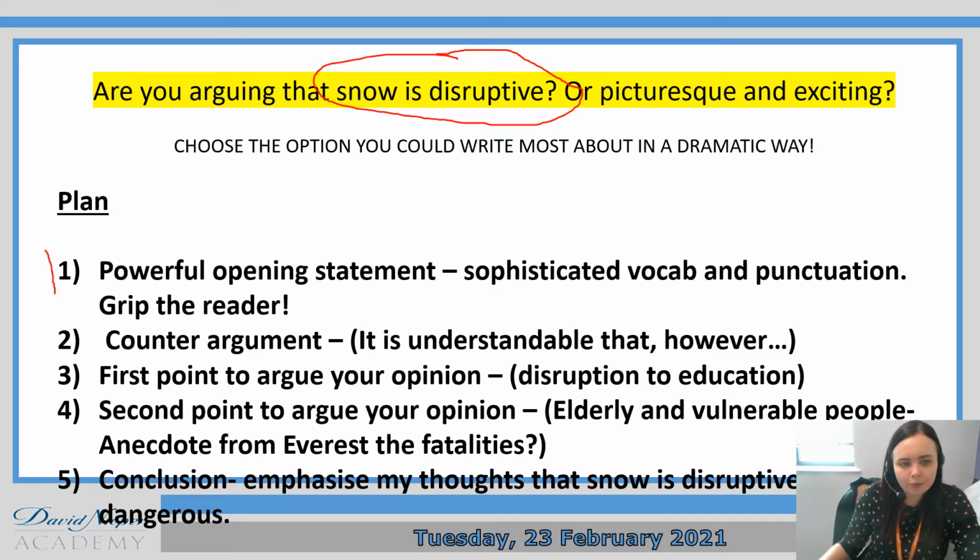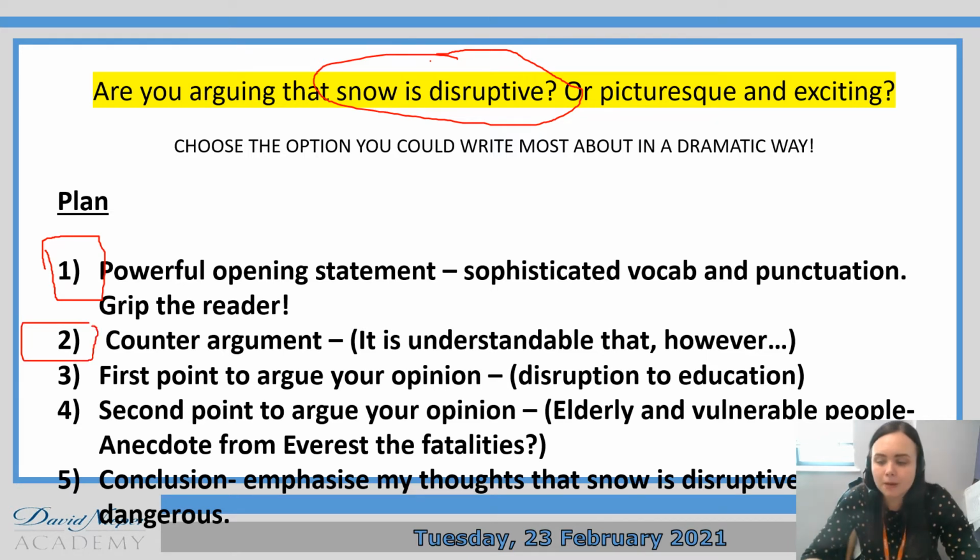So I'm going to open with a powerful opening statement that clearly states that snow is disruptive, okay? Then I'm going to briefly discuss any counter arguments. So that's where people could say, but it is pretty, it is picturesque. And I'm obviously going to say that that doesn't matter, because obviously there's more dangerous things out there than this. Then I'm going to look at my first point. So I'm going to specifically focus on the disruption it causes to education.